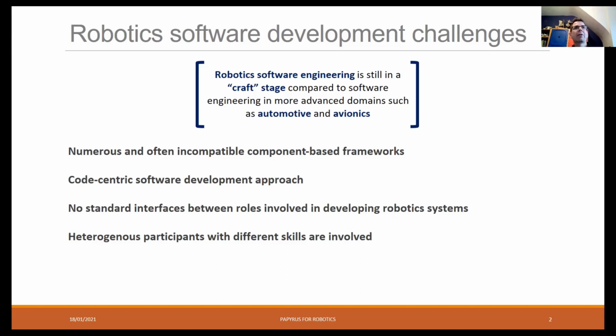There's still a lot of code-centric software development approach. So most algorithms are directly coded. And there is no standard interface between the different roles of the stakeholders that are involved in developing robotic systems, which requires different skills.